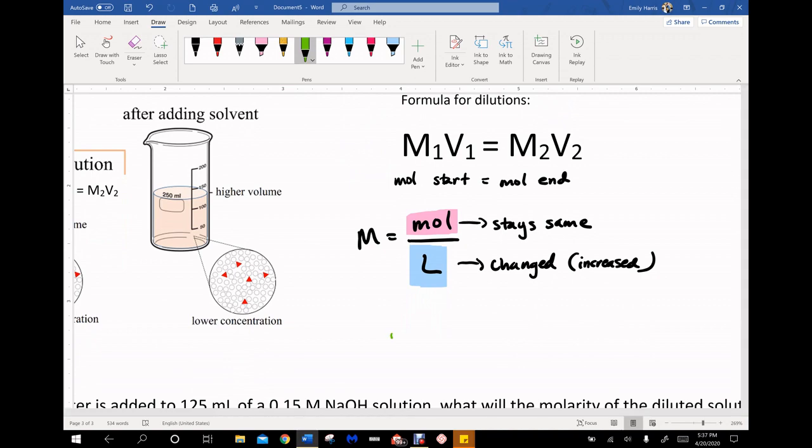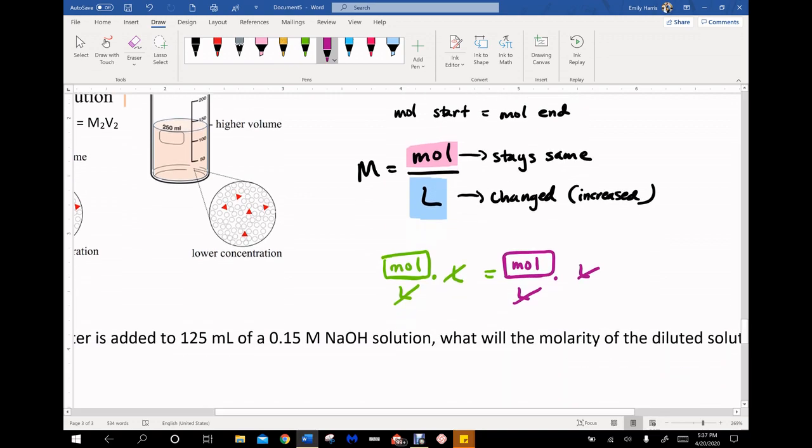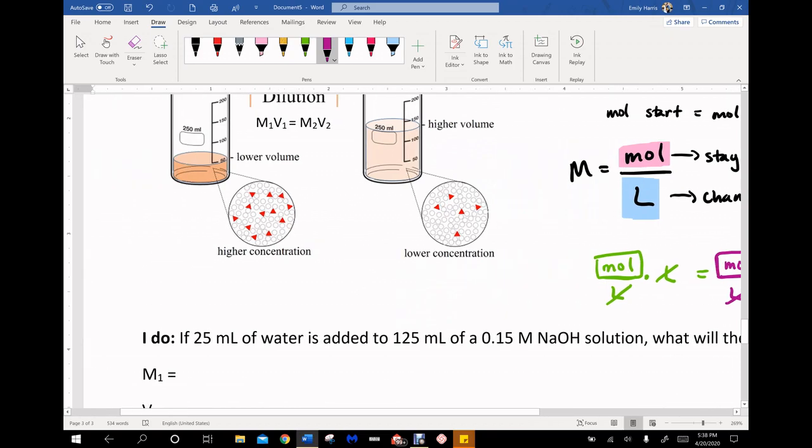If you remember, that big M stands for molarity. And the 1 means your starting molarity before the dilution. The V stands for volume, which is measured in liters. Then if we repeat that on the other side, you're just looking at the molarity and the volume after the dilution. What's neat is the units of liters cancel out on either side, and they leave us with our starting moles being set equal to our ending moles of solute, which is exactly what happens in dilution.